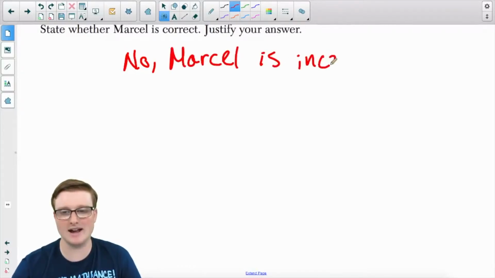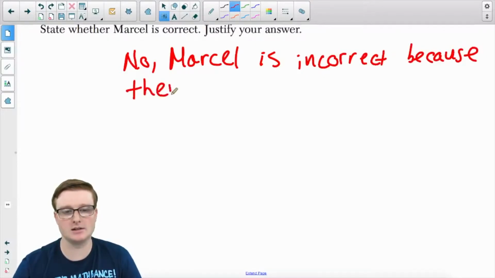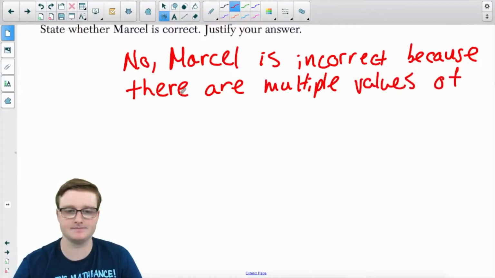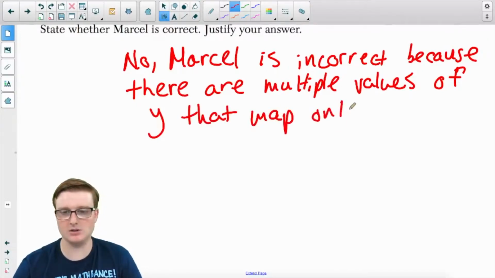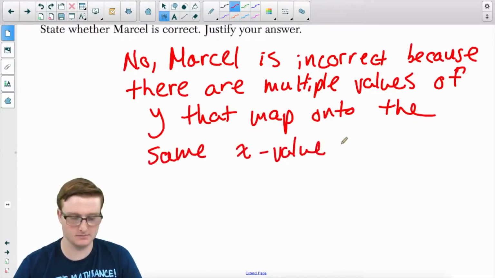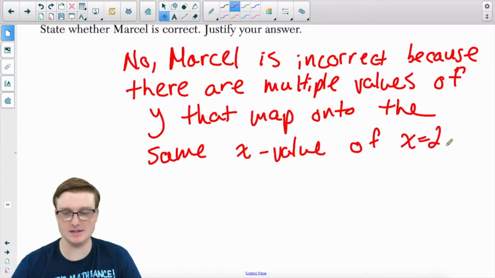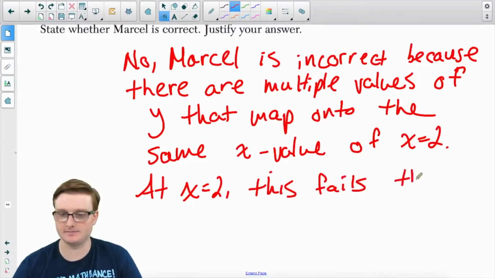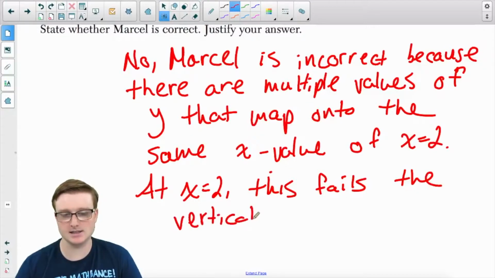Marshall is incorrect because there are multiple values of y that map onto the same x value of x is equal to positive 2. You could also say at x equals 2, this fails the vertical line test.